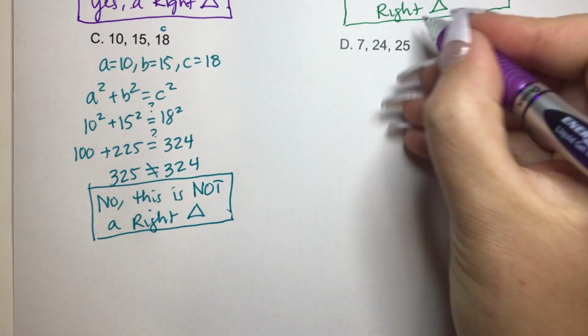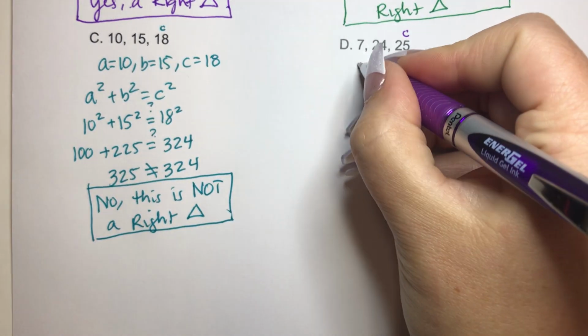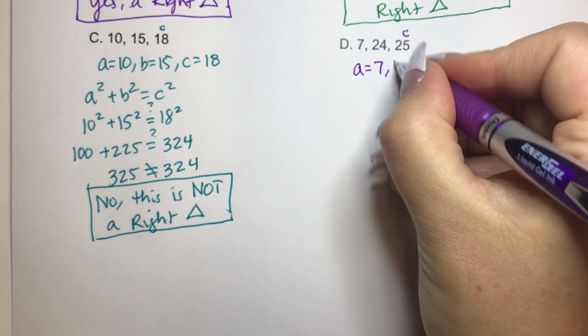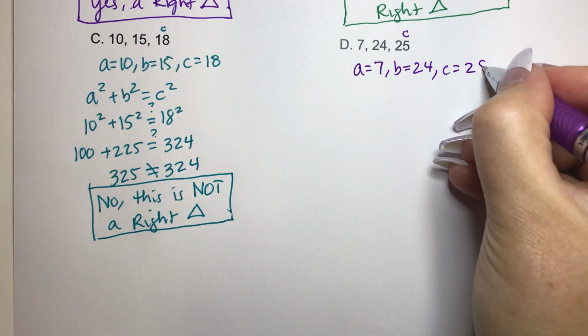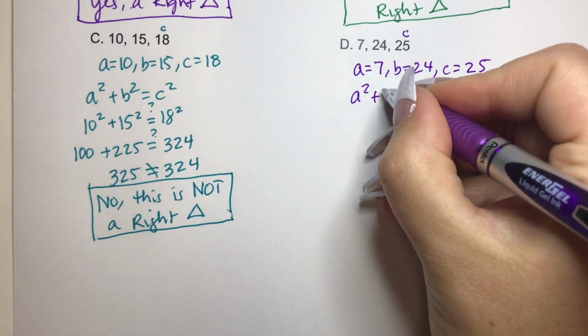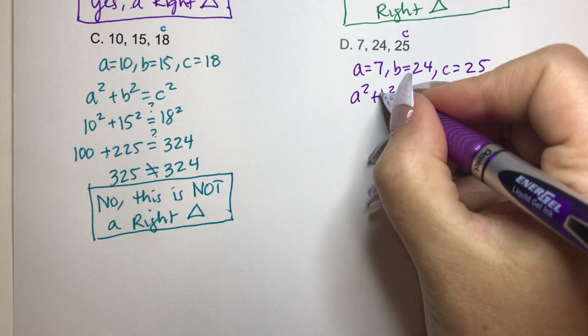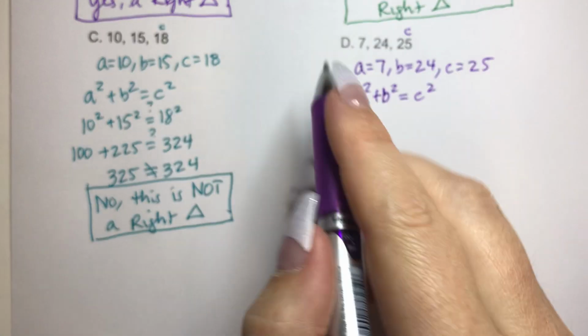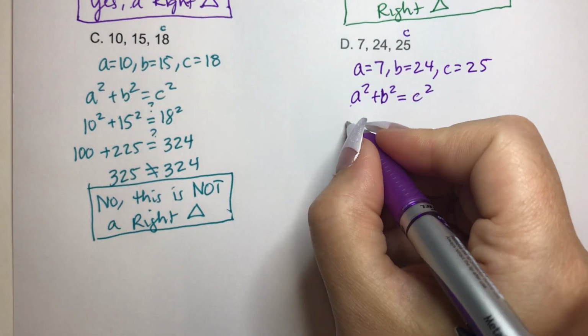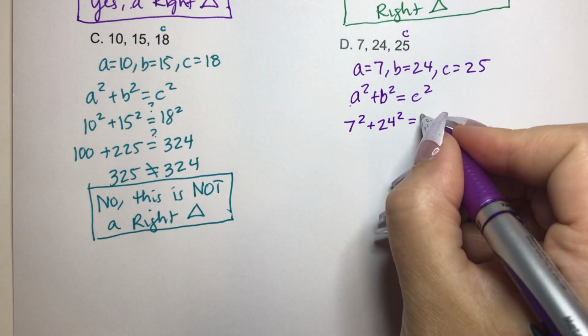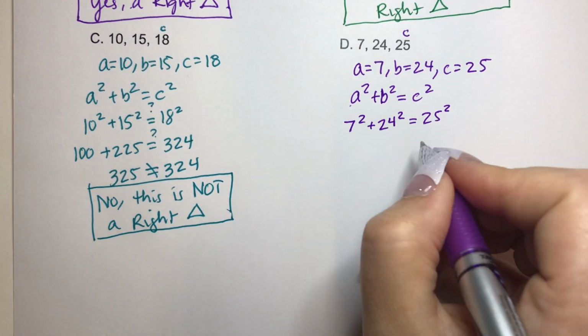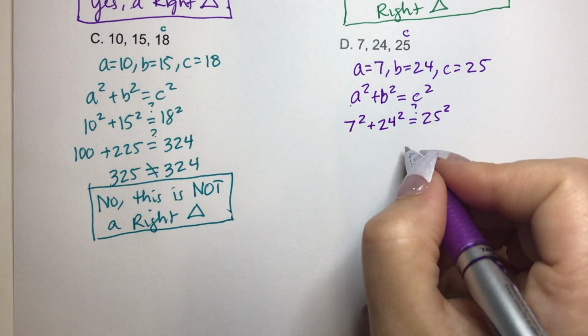So the biggest number is 25. That's going to be our C. So we're going to say, let's define our terms. A equals 7, B equals 24, and C equals 25. I'm going to go ahead and write that wonderful, magnificent Pythagorean theorem down. It is my favorite. Okay, then we go ahead and plug in 7 squared plus 24 squared equals 25 squared. We're just going to, is that equal? I don't know, we will figure it out.